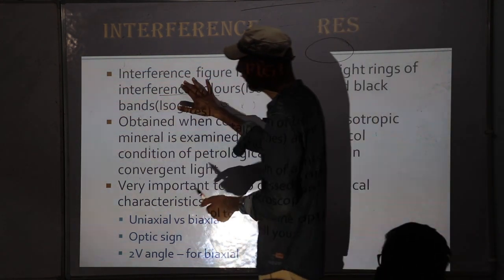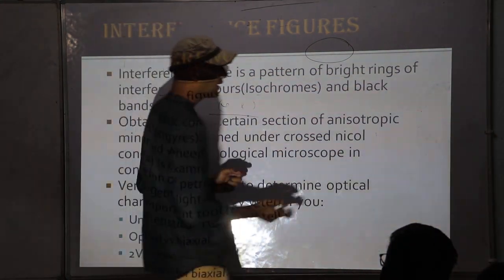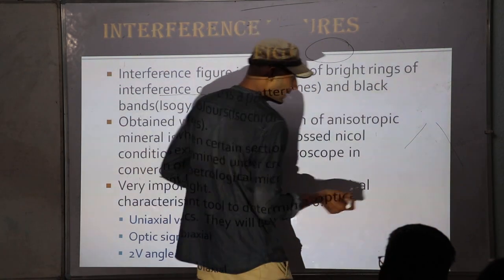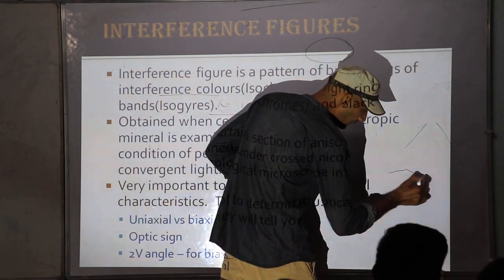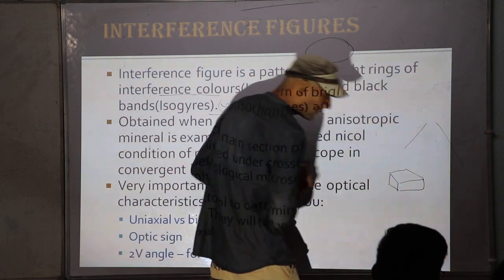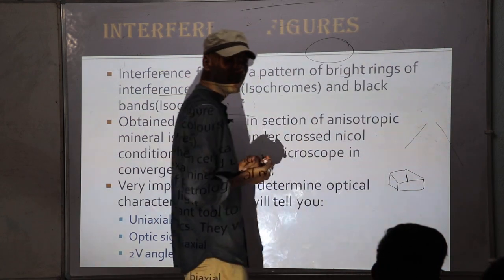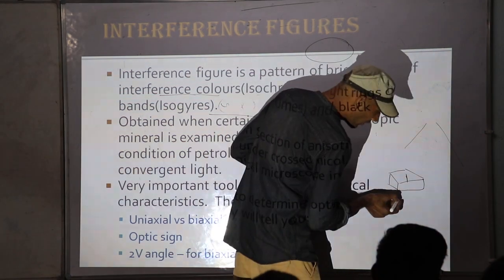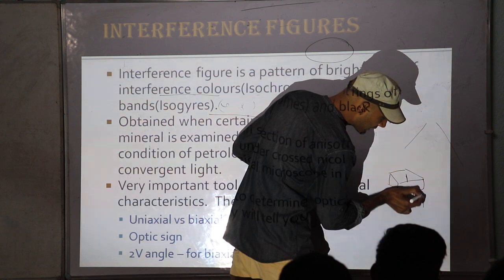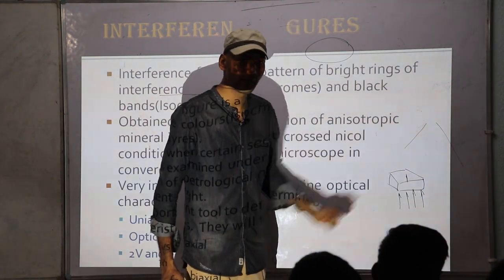To view both interference and extinction we use conoscopic arrangement, because that is cone shaped light. When you are going to see extinction, let's say this is the mineral section, and here the optic axis is like this. If I am giving orthoscopic arrangement, you can see all of the rays, these are vibrating parallel to the optic axis.